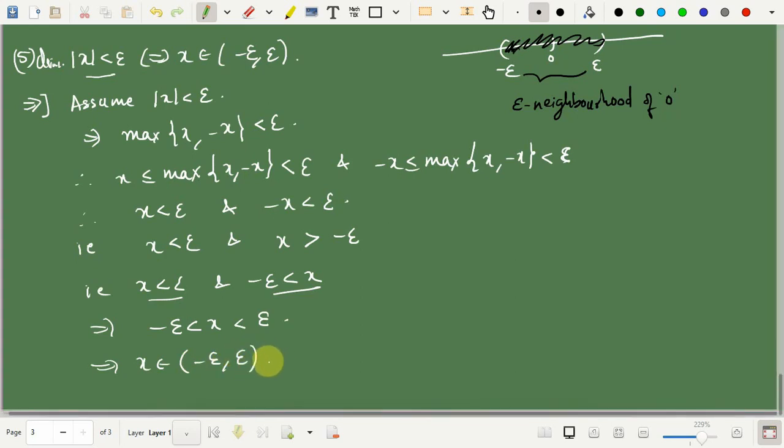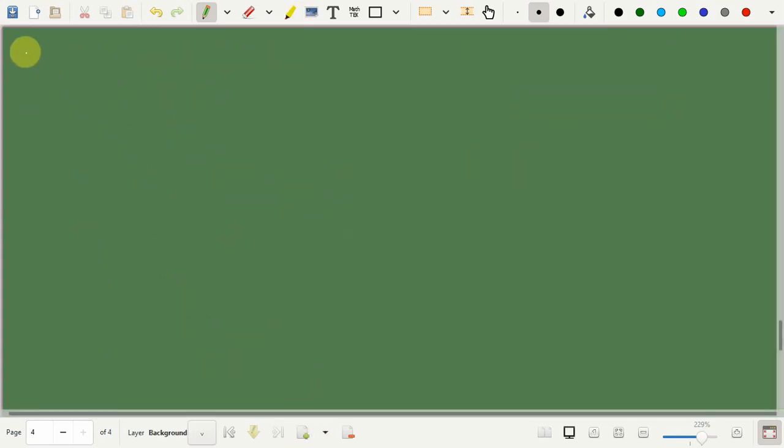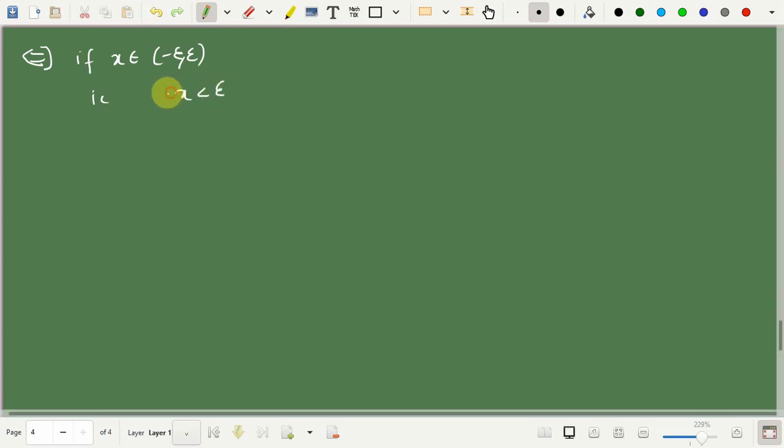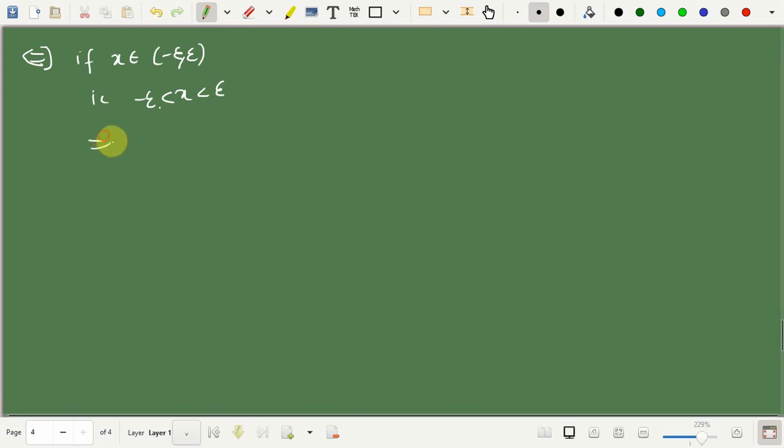Now conversely, we want to show that whenever x is lying in this, we have mod of x less than epsilon. So that is the next claim. So conversely, if x lies in between minus epsilon comma epsilon, that is x is in between epsilon and minus epsilon. So we write it down here. So what does this imply? This implies that minus epsilon is less than x and x is less than epsilon.